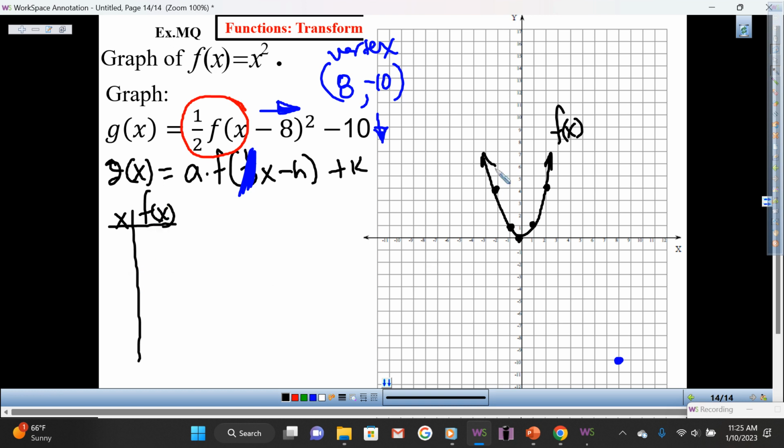And the original table for this f of X is negative 2, 4, which is this point. And then negative 1, 1. And then 0, 0. Then 1, 1. And then 2, 4.